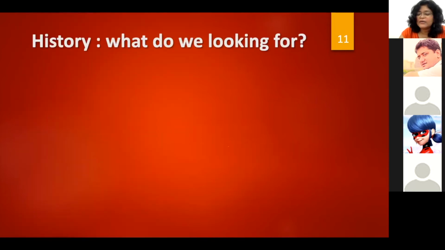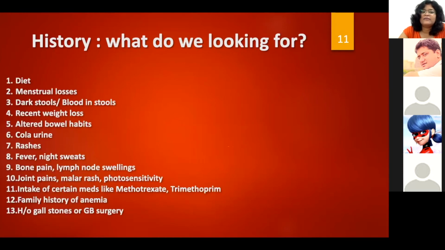So what do we look for in a history of anemia? First of all, we take a good diet history. We want to know if the patient is non-vegetarian, how often he takes non-vegetarian food, does he take red meat or no, and is he a pure vegan? Pure vegans have a likelihood of developing B12 deficiency. Menstrual losses are very important. We need to take a detailed history from menstruating women about the number of pads changed, the amount of losses, how frequently does it happen.